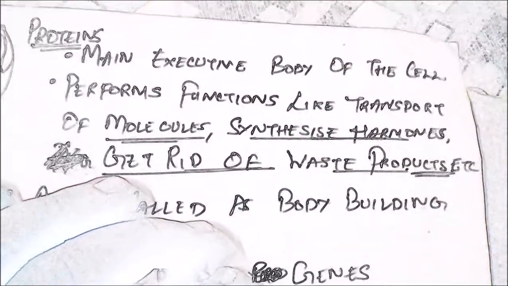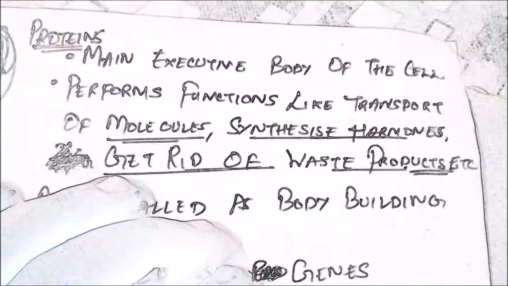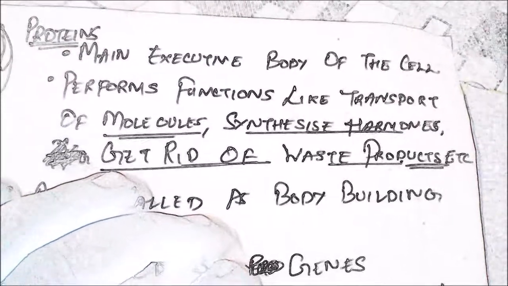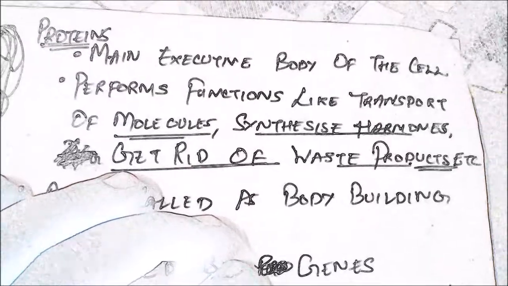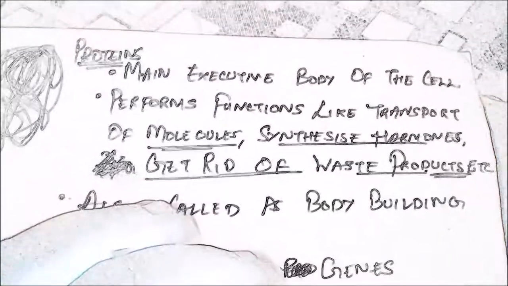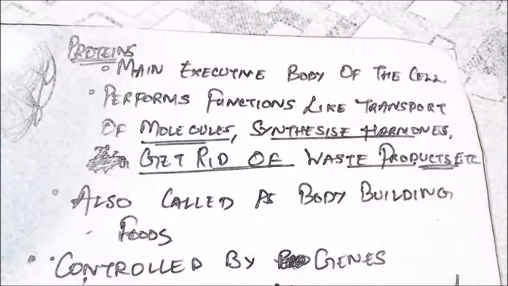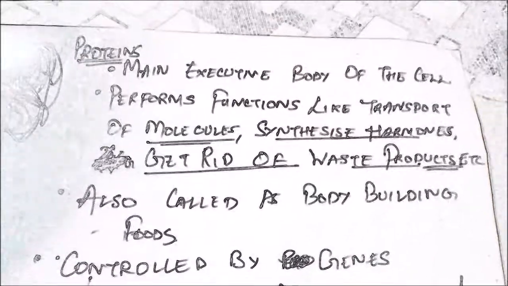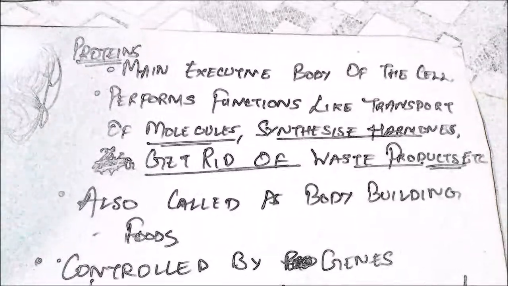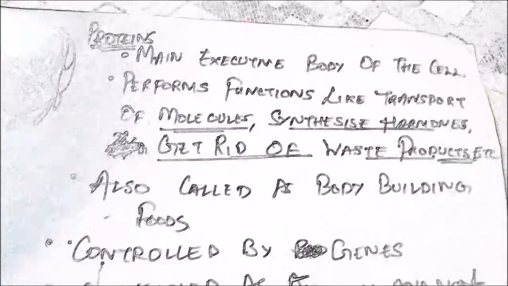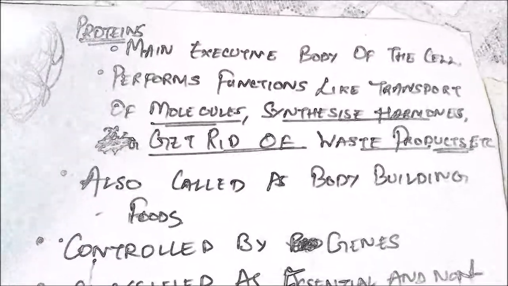Proteins are the main executive body of the cell. Protein performs the main functions of the cell, which are essential for its survival, like transport of molecules, synthesis of hormones, and getting rid of waste products, etc. Proteins are also called bodybuilding foods because they help in synthesis of many things, like muscles and all the things. The function of the protein is particularly controlled by genes.